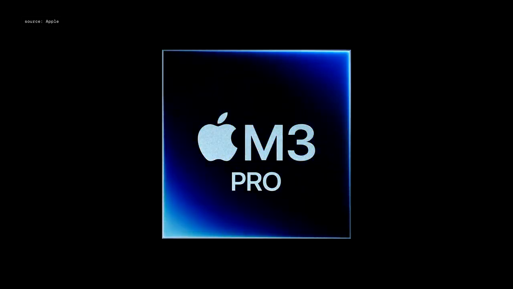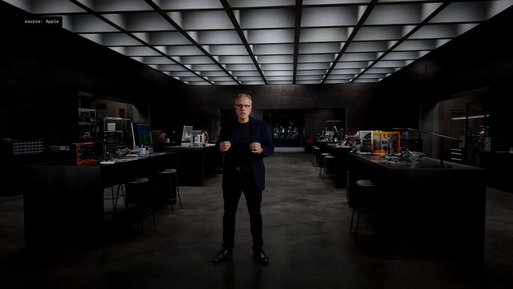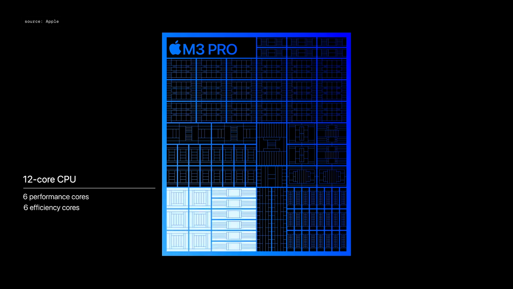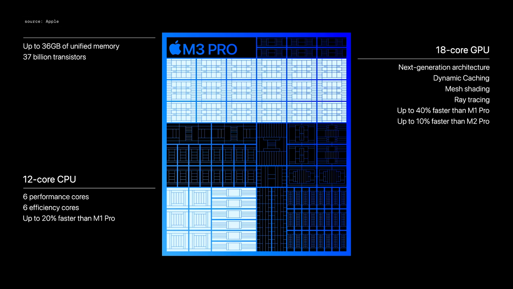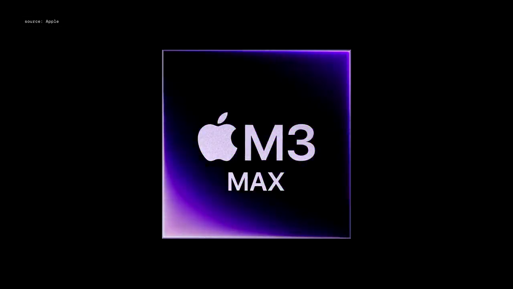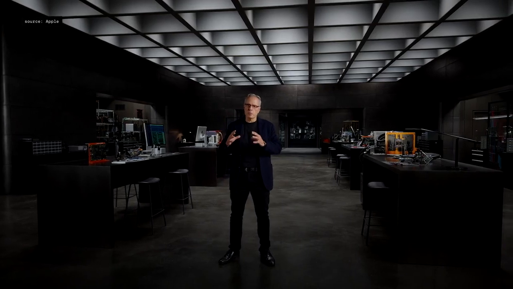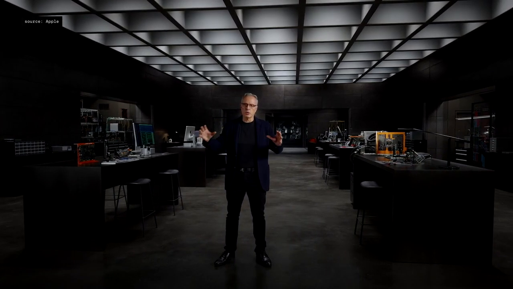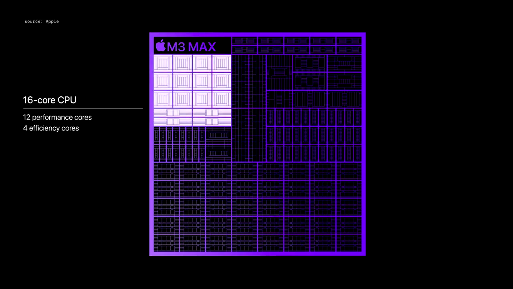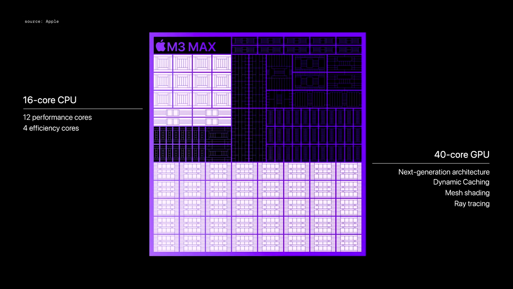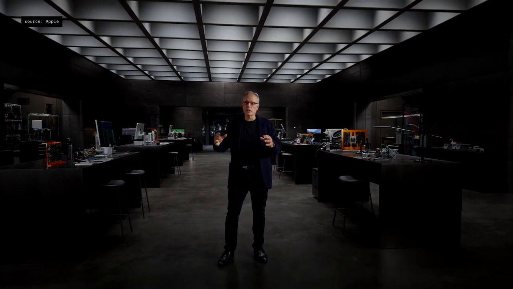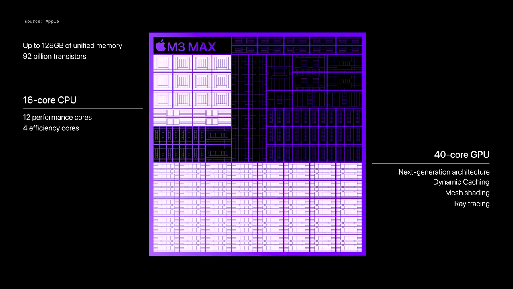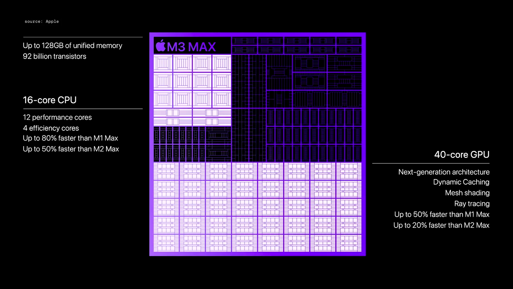M3 Pro scales up that design with increased capabilities for users who need even more performance. It has a 12-core CPU, an 18-core GPU, and is up to 40% faster than M1 Pro. And finally, M3 Max takes it even further to deliver a tremendous leap in performance for the most demanding Pro workloads. It features a 16-core CPU and a 40-core GPU, and it now supports up to a massive 128 GB of unified memory, enabling AI developers to work with even larger transformer models with billions of parameters. M3 Max is up to 80% faster than M1 Max.